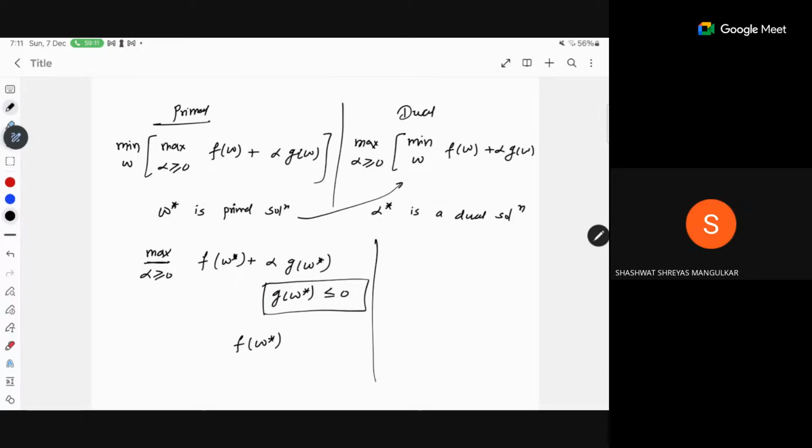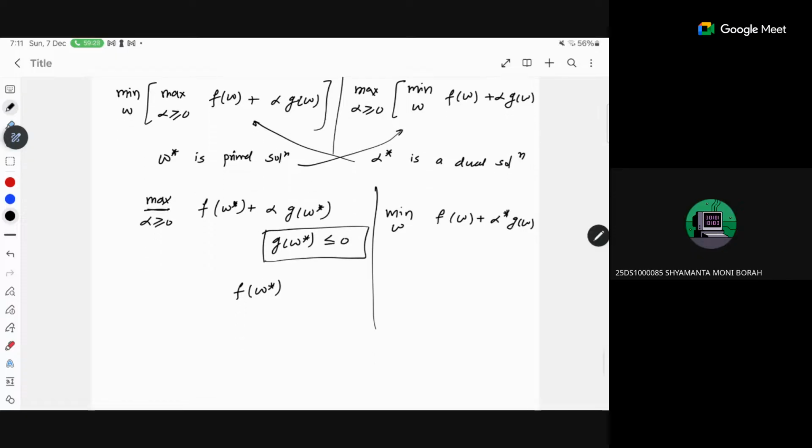And if I put it into this, what will happen in this problem? It will become min over W of f of W plus alpha star G of W, right? Okay. So at this point, min over W can be W star, or it can be something else. But if I wanted to find the minimum over W for this function by substituting W star, what will be the value of this function?